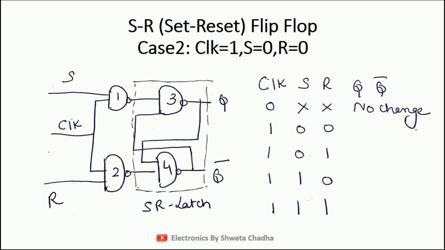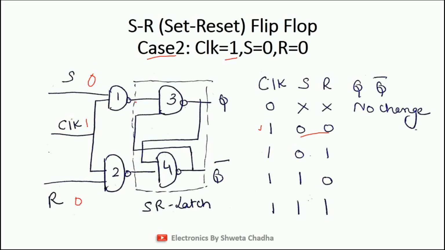So here comes our case number 2. What is case number 2, students? Now I have started applying the clock signal, and we will observe how the outputs are changing. So when the clock is 1, now I will start providing the input signals S and R. The first case is 0, 0. So let me show all the values over here. Clock 1, S 0, R 0. So let us start.